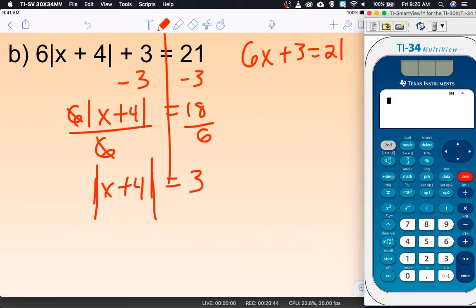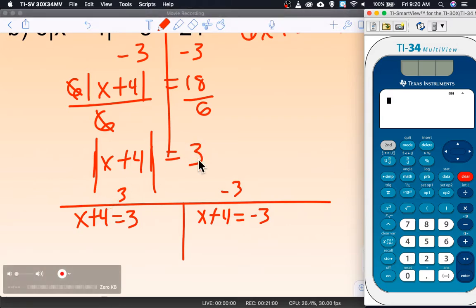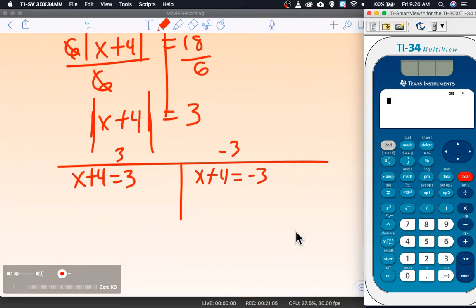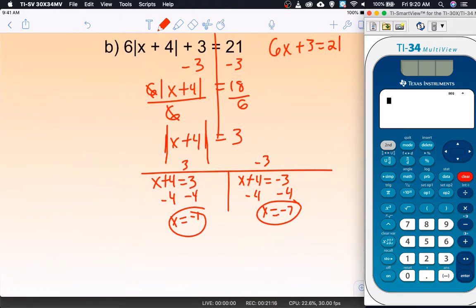All right, so we're going to take this and we're going to separate it. One side, we're going to make it equal to 3, and the other side, -3. So x plus 4 equals 3, and x plus 4 equals a -3. One is a +3, the other is a -3. And solve. Both of these take one step. We're going to subtract 4 on both sides. X equals -1. X equals -7. And there we have it.